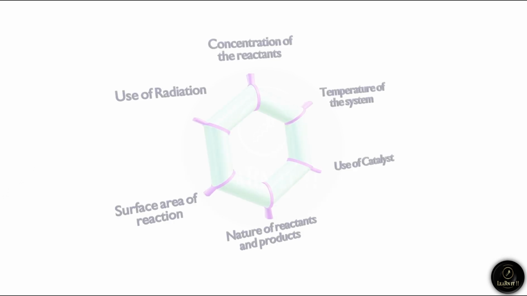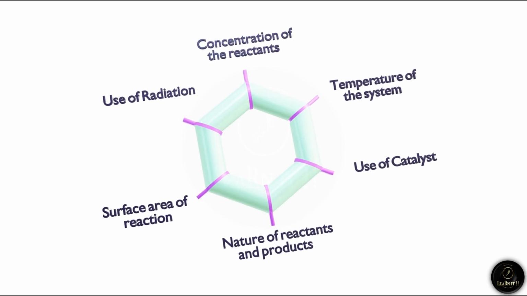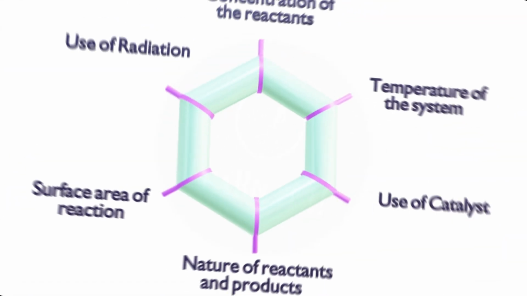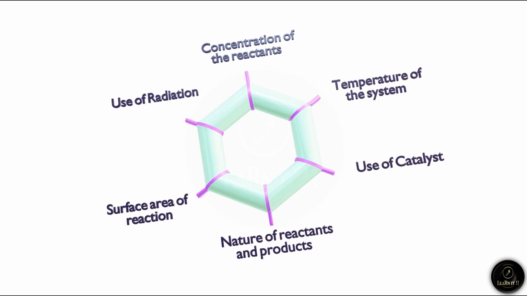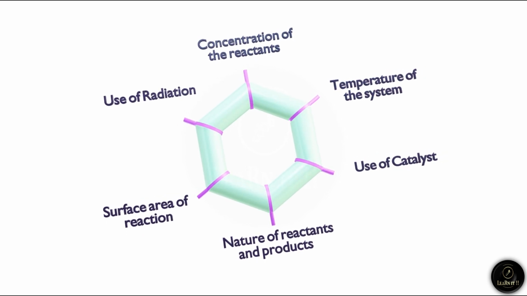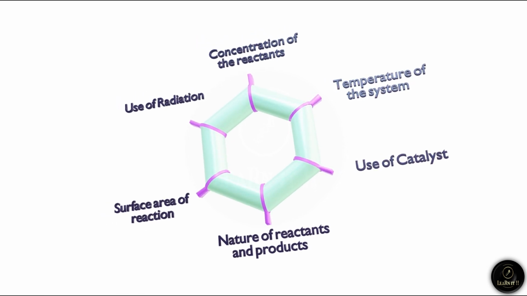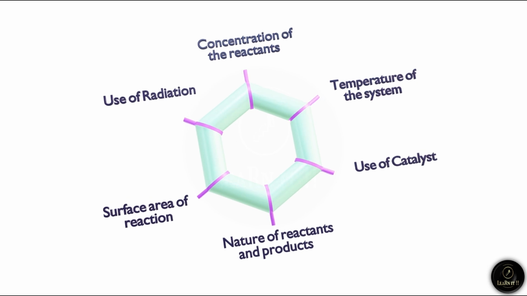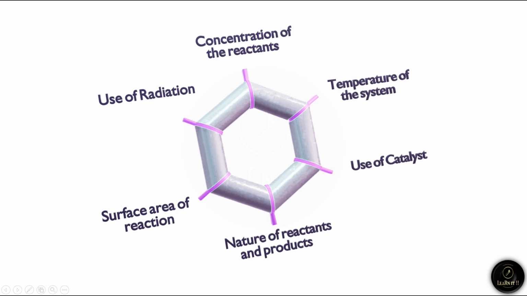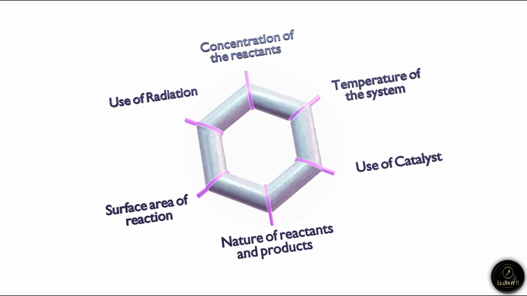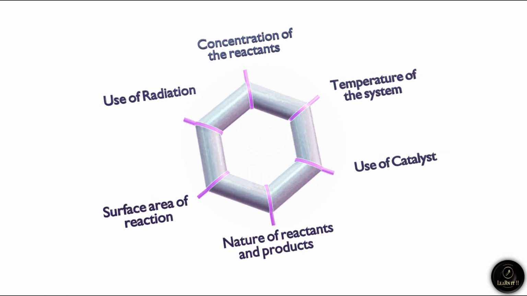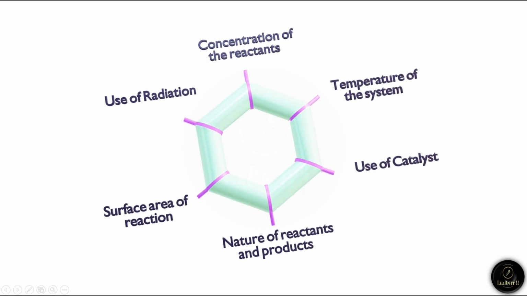Next important concept of chemical kinetics is factors influencing the rate of chemical reactions. So here we are going to discuss 6 main factors. First one is concentration of the reactant. Second one is temperature of the system. Third one is use of catalyst. Fourth one is nature of reactants and products. Fifth one is surface area of reaction. And the last one is use of radiation. So total 6 factors are there. These factors influence the speed, so by altering these factors we can increase or decrease the speed of the reaction.